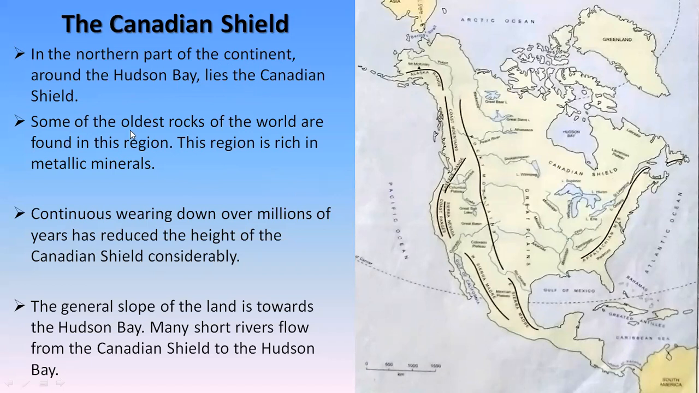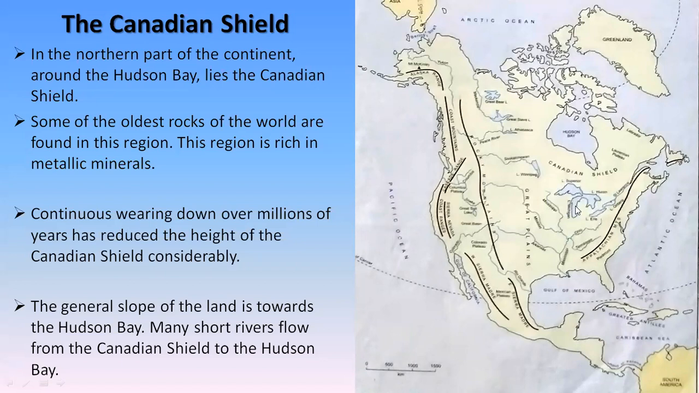Some of the oldest rocks in the world are found in this region. This region is rich in metallic minerals. Most of the metallic minerals we can find over this area. That's why most of the manufacturing factories are located in this area, around Hudson Bay and the Great Lakes area. We will study about the Great Lakes.